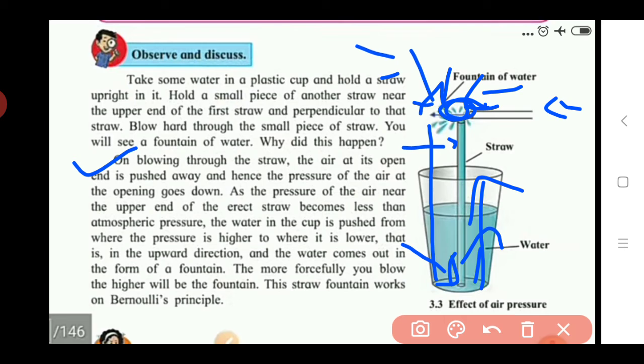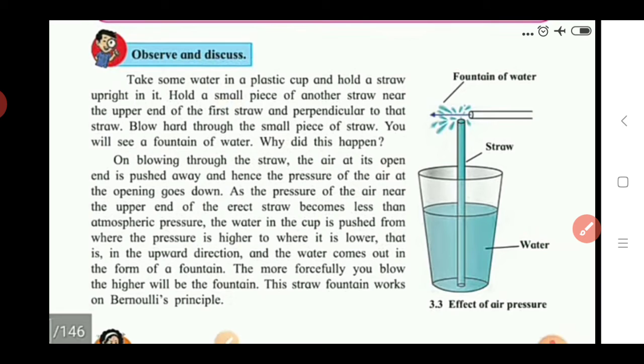So due to this difference in pressure, the water droplets get pushed from the higher pressure towards the lower pressure. Okay, so as a result we see the fountain at the open end of the straw. The water comes out in the form of a fountain. Fountain means some smaller droplets come out as a sprinkle.